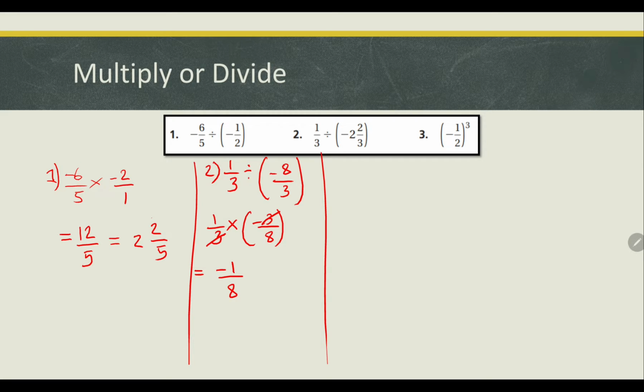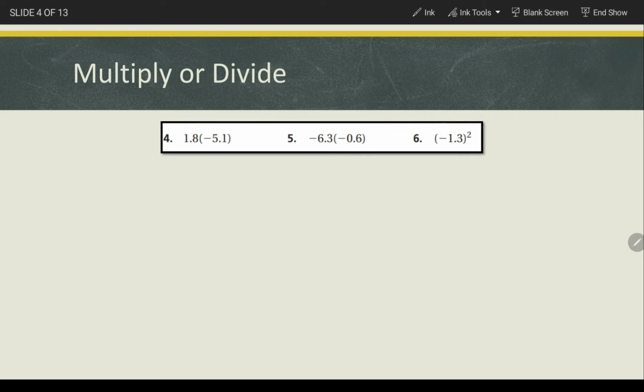Now let's go to question 3. We have negative 1 to the power of 3 over 2 to the power of 3, which is equal to negative 1 over 8. Negative 1 over 8. Now let's go to the next one.